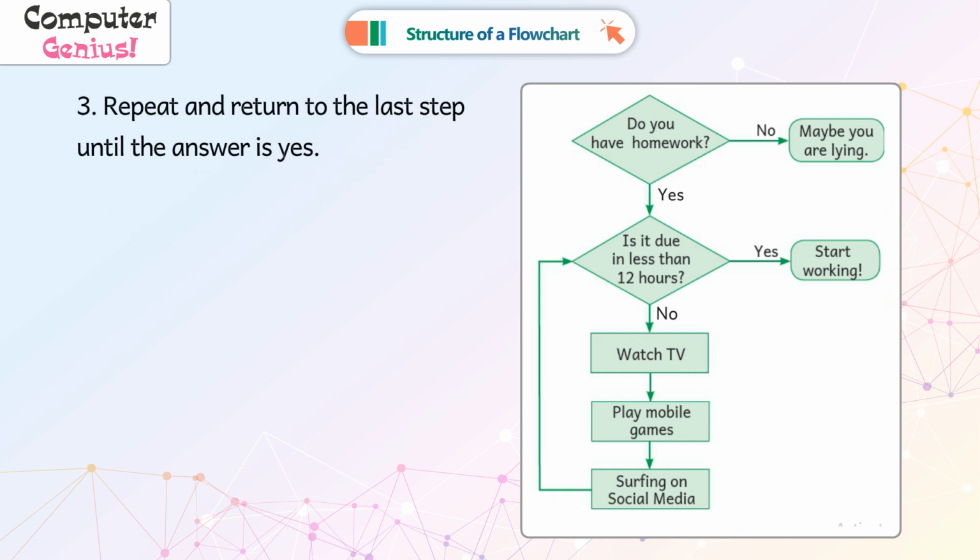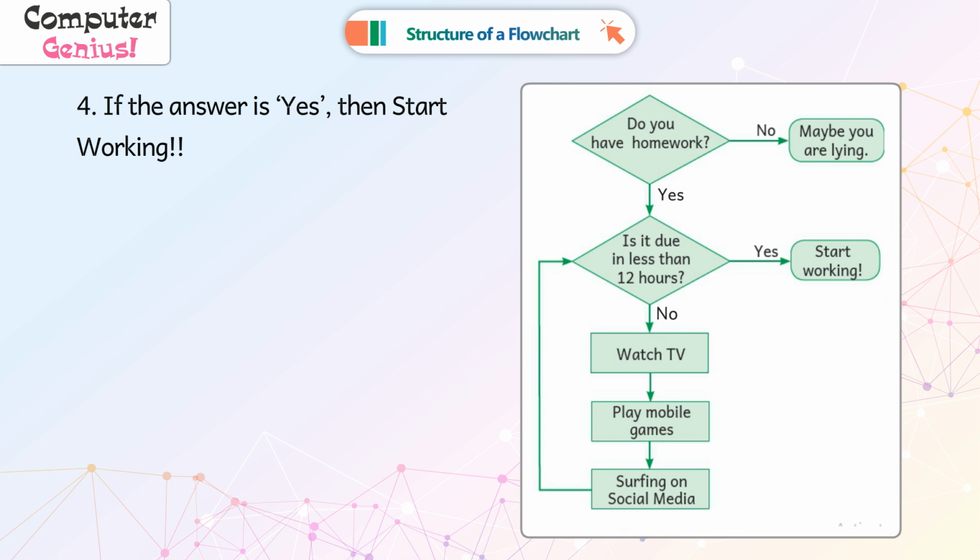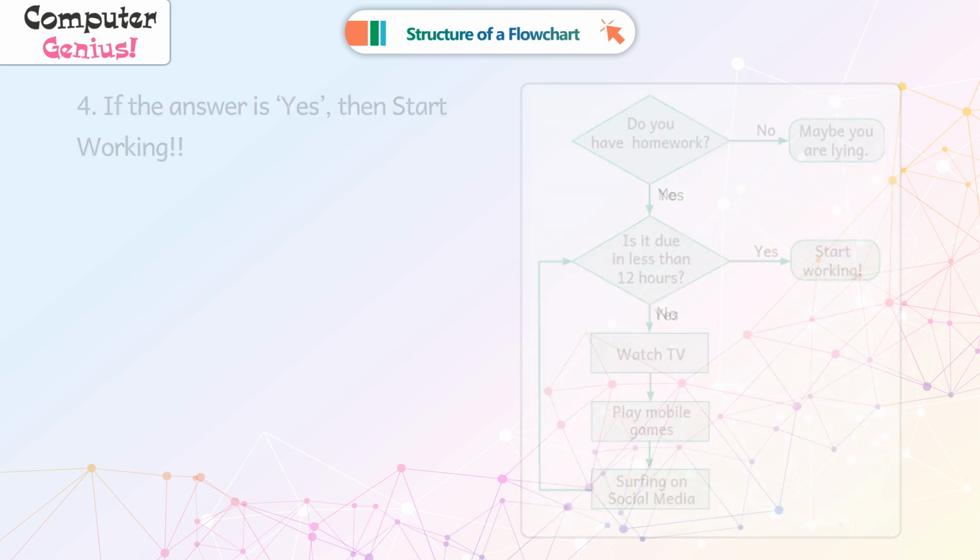3. Repeat and return to the last step until the answer is yes. 4. If the answer is yes, then start working.